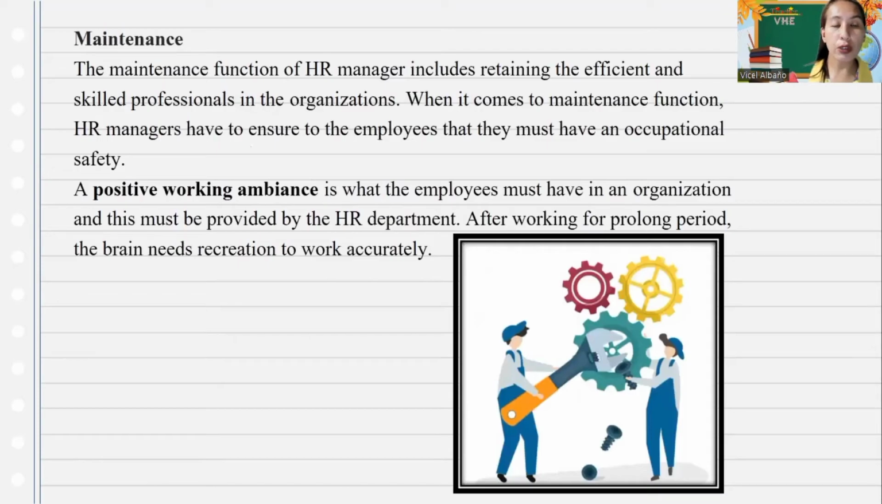Maintenance. The maintenance function of HRM includes retaining efficient and skilled professionals in the organization. When it comes to maintenance functions, HR managers have to ensure that employees have occupational safety. A positive working ambience is what employees must have in an organization. And this must be provided by the HR department after working for a prolonged period. The brain needs recreation to work accurately.